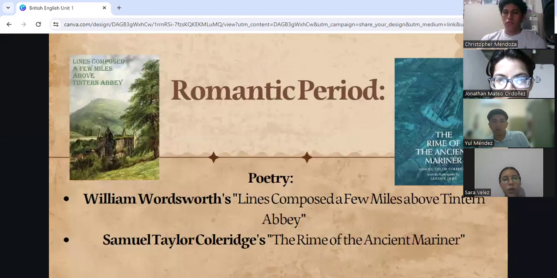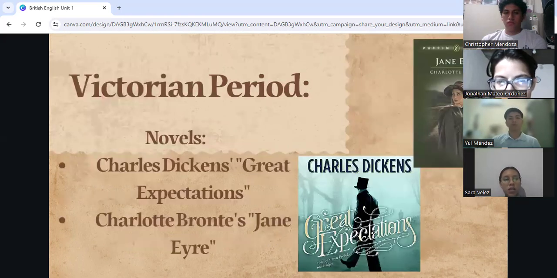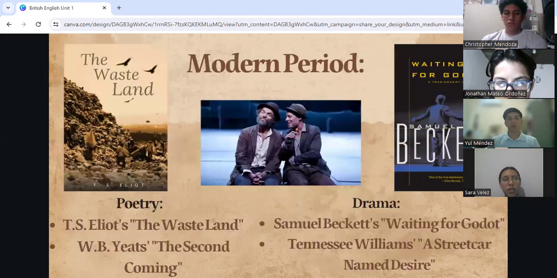Romantic period: romantic poets like Wordsworth and Coleridge rejected rationalism, celebrating individualism and shaping a new era of poetic expression. The Victorian period: Charles Dickens, with novels such as Great Expectations, and Charlotte Bronte, Jane Eyre, offering memorable characters. And the last, the modern period: T.S. Eliot's The Waste Land is a seminal modernist poem reflecting post-World War fears and disillusionment, employing innovative techniques to explore themes of cultural decay.